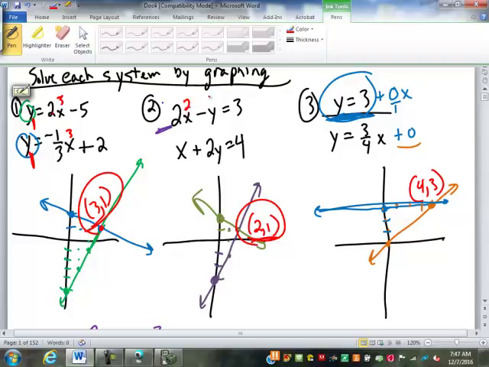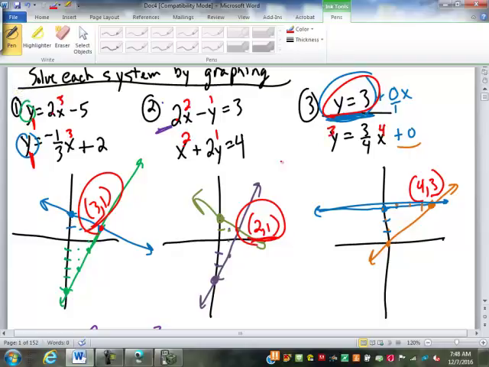This one here, 2, 1. If x is 2, is y 1? 2 times 2 is 4, minus 1 is 3. That one works. 2 times 1 is 2, so 2 plus 2 is 4. That one works. Here, y equals 3. Can't get around that. But if x is 4, does that make y 3 in this one? Well, 3/4 times 4 is 3, so that's true.